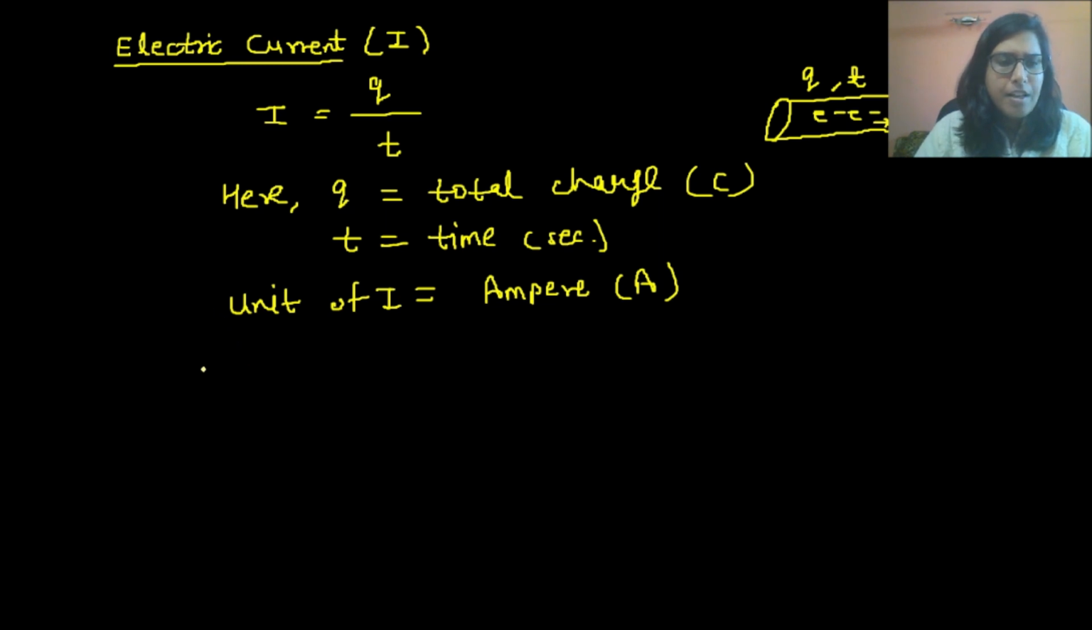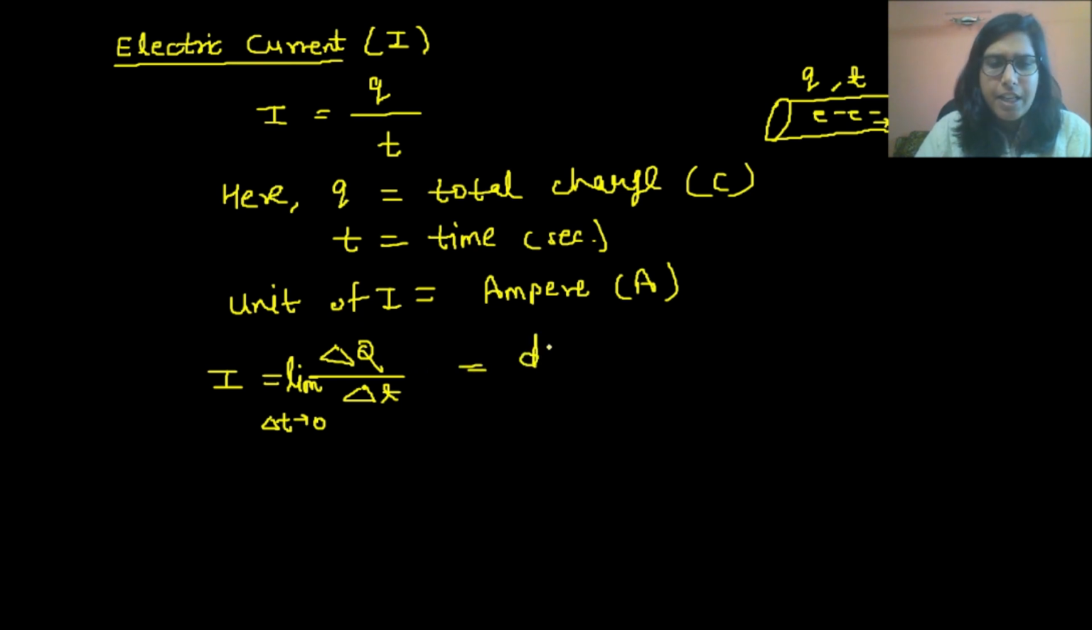Now if we say the total charge flowing through the cross section of the wire is delta Q in delta t time, then we can say current will be the limit delta t tends to 0, that means unit time, and this can be written like this: dq upon dt. So we can write the current I equals dq upon dt. Now based on this we will solve some questions.